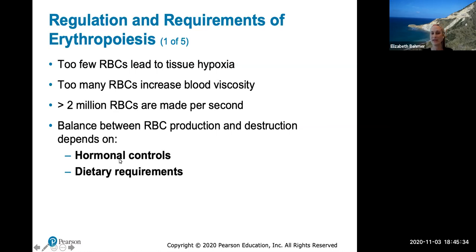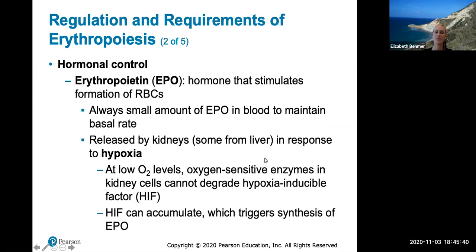So your hormones will kick into gear to create red blood cells, and also your dietary requirements will play in that. So the big hormone that I want you to know that's responsible for red blood cell production is erythropoietin, sometimes abbreviated EPO. It's a hormone that stimulates the formation of red blood cells. There's always a small amount of this hormone in the blood to maintain the basal rate because your red blood cells need to be continually made.